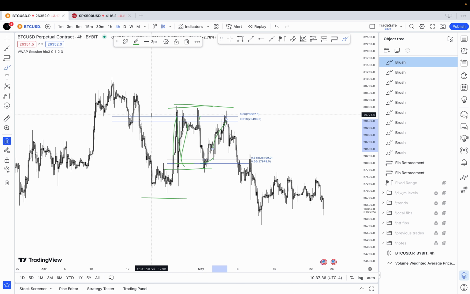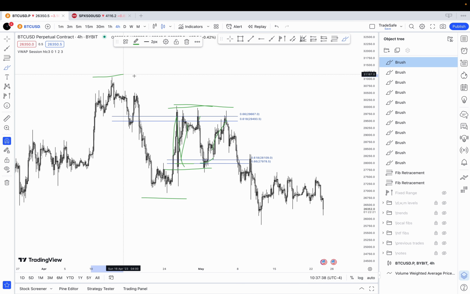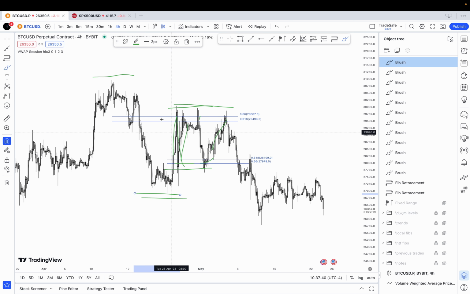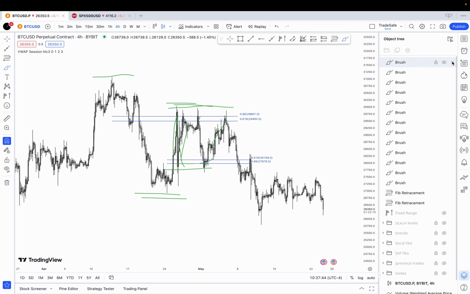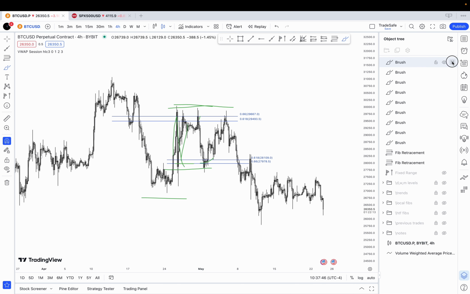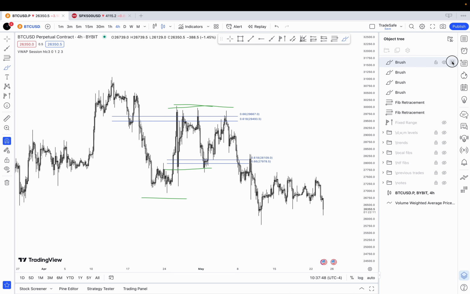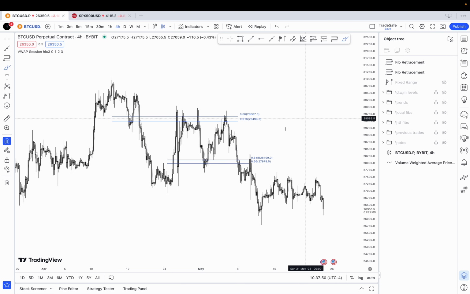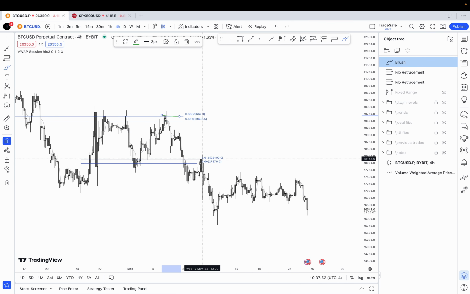Now, you can see that none of these levels have been invalidated. We haven't taken the highs. We haven't taken the lows. We haven't taken that high, and that low is the same. So the range that we're trading right now is very strong. That's a strong range. Now we can look to short our highs and long our lows for the breakout.